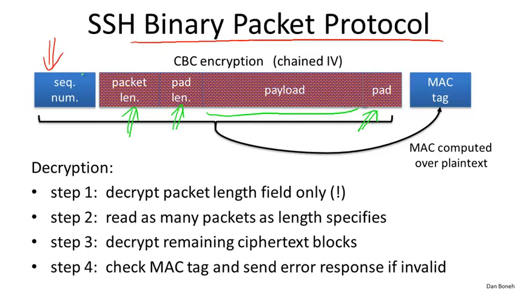Now this whole red block here is CBC encrypted, also with a chained IV, so this is also vulnerable to the CPA attack that we discussed before. But nevertheless, this whole red packet is encrypted using CBC encryption, and then the entire clear text packet is MAC'd, and the MAC is sent in the clear along with the packet. So I want you to remember that the MAC is computed over the plain text packet, and then the MAC is sent in the clear. This is what we call encrypt and MAC.